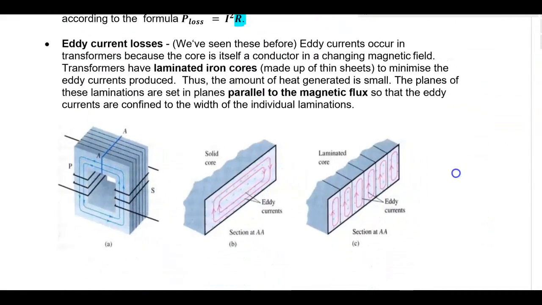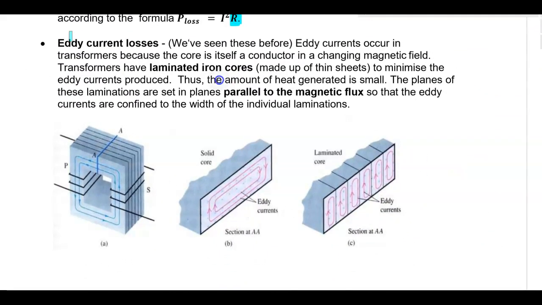The next one is the important one for us: reducing eddy currents. And like it says, we've seen these before. Eddy currents occur in transformers because the core itself, that soft iron core, is a conductor. We can't escape that. It's a conductor and it's in a changing magnetic field. So what do we get? We get an EMF and little eddy currents generated. To reduce that, what we do is we get the core and we cut it up into little thin sheets.